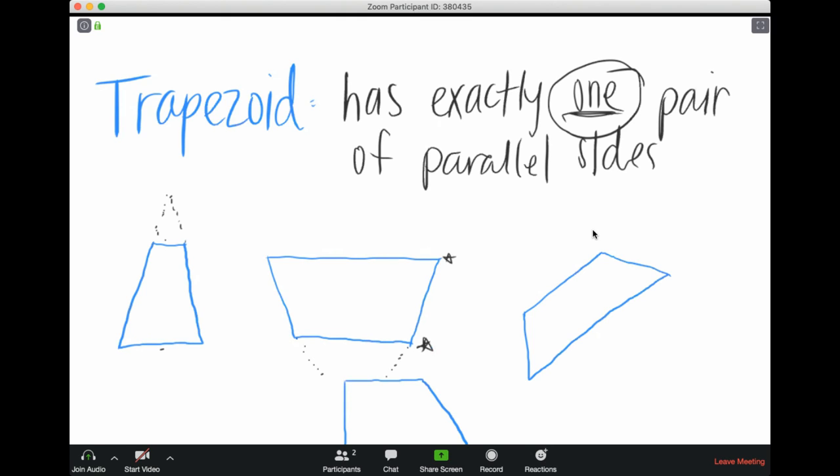Okay, so when we talk about trapezoids, we can call trapezoids a trapezoid and a quadrilateral, but that's basically it because a trapezoid has 4 sides and only one pair of parallel sides. So none of the other quadrilaterals have properties that a trapezoid has.